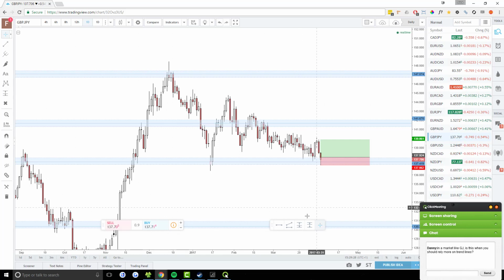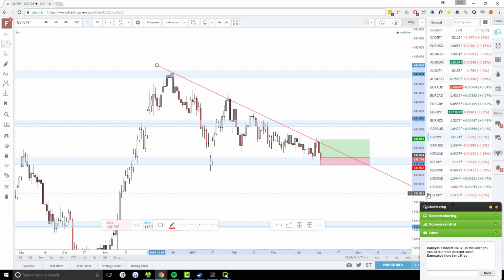CADJPY, you've made a very good observation, Danny. We can look at trend lines to help with CADJPY right now. It is obviously trending down. And it is kind of getting into this sort of wedge between this support area and this trend line here.